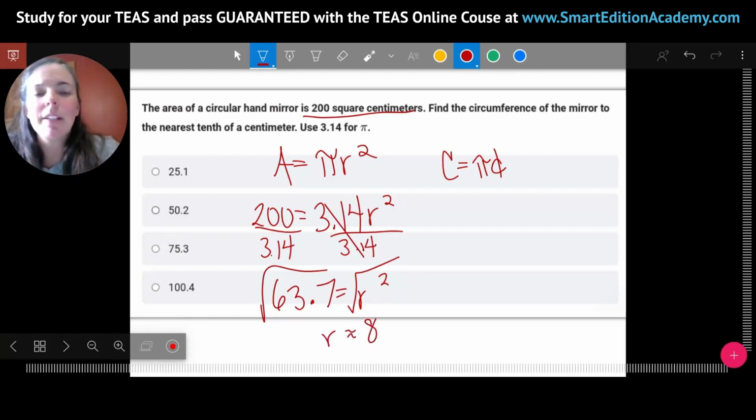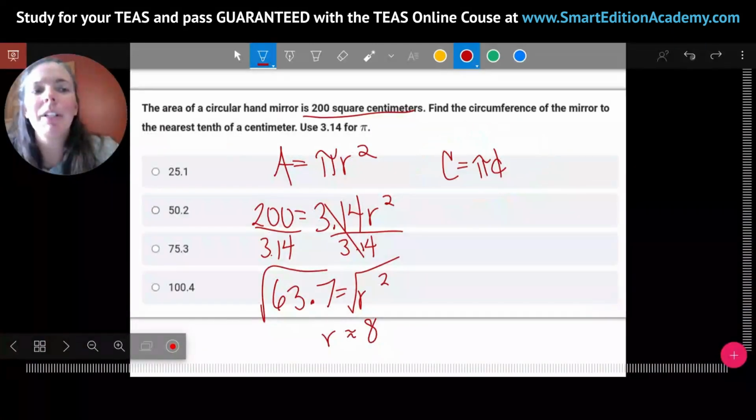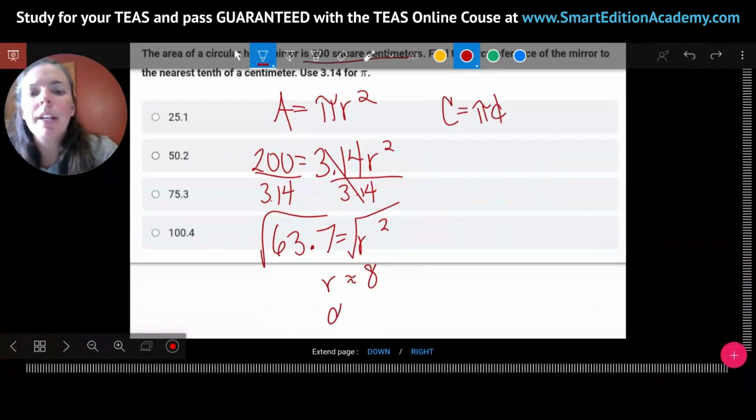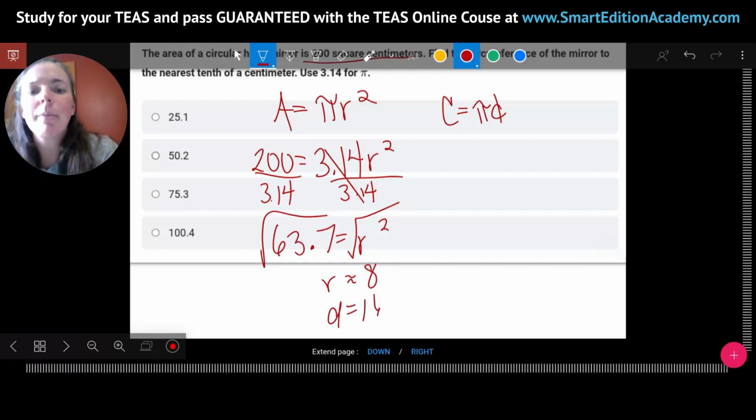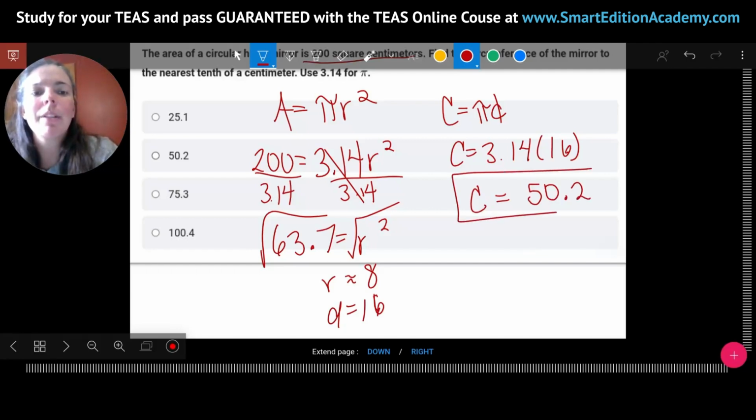Okay, so if I find my radius is 8, notice how in the circumference formula I need diameter. So all I have to do is double it. The diameter is 16. So to find my circumference, I can just do 3.14 for pi, and 16 is my diameter. When I multiply those two, I'm going to get, to the nearest tenth, 50.2 as my solution.